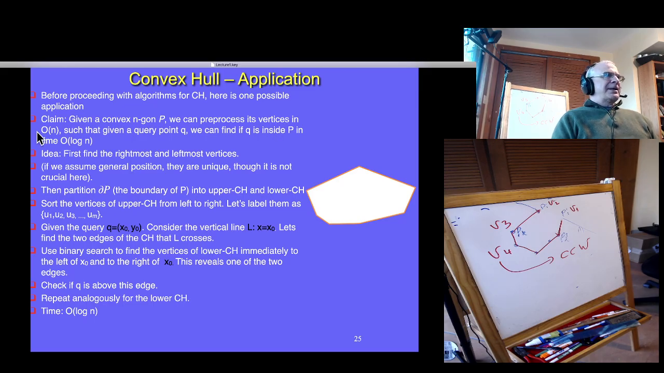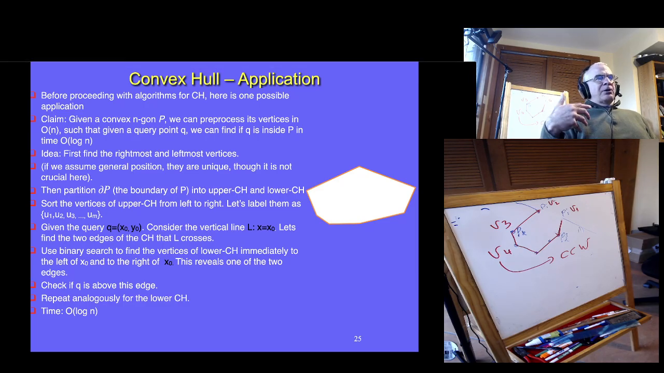In this case, the pre-processing is not too bad. If the polygon is given, it's only linear time, such that given a query point Q, when you tell me about a query point Q, you give me the X and Y of a query point, I'll be able to answer quickly in log n time if Q is inside this polygon or not. Okay. What's the rule of the game? You're going to bombard me with a lot of input points, and for each one of them I want to be able to answer quickly if the point is inside the polygon or not.